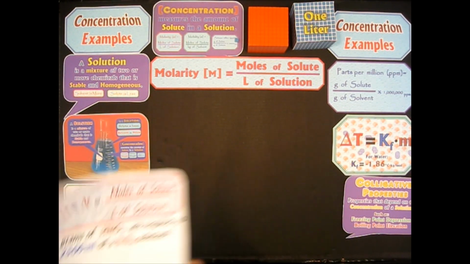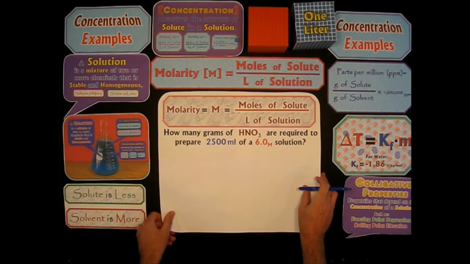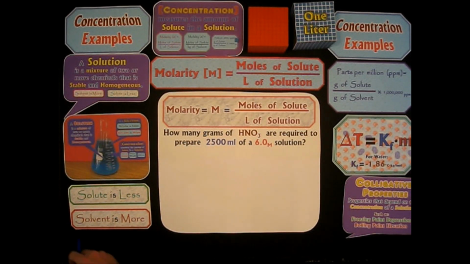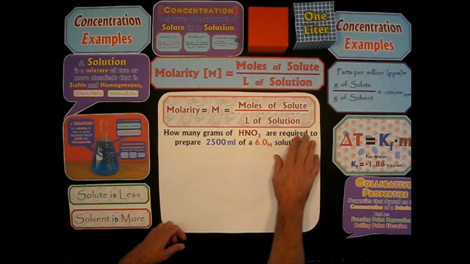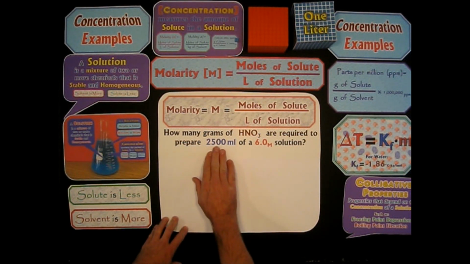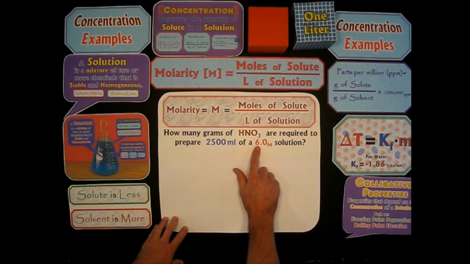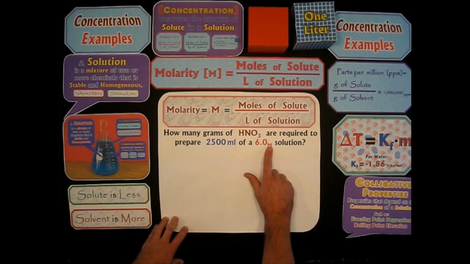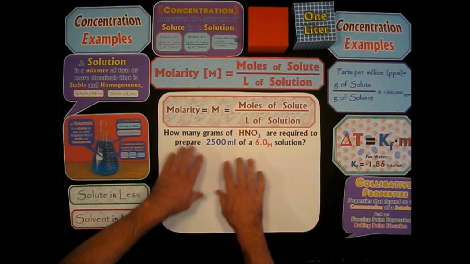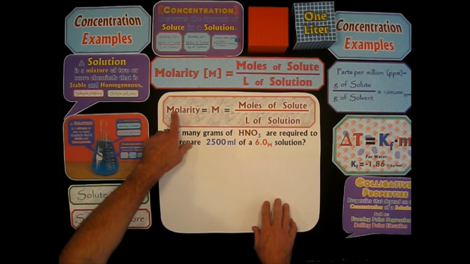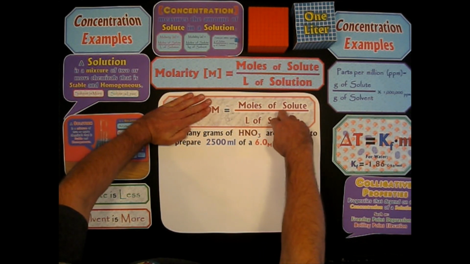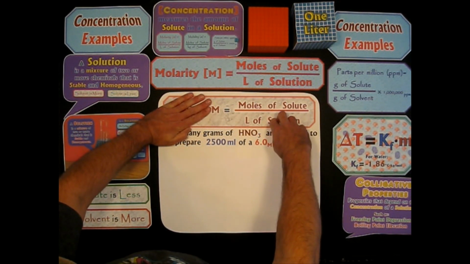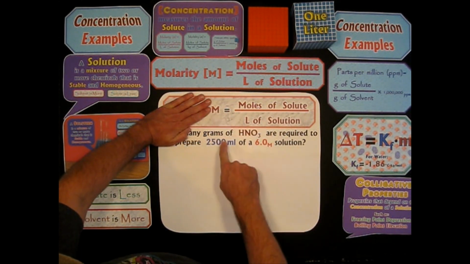The next one is another molarity problem. How many grams of HNO3 are required to prepare 2,500 milliliters of a 6.0 molar solution? So this one's a little different because remember, molarity, which is capital M, equals moles of solute over liters of solution. Here we're given the molarity and we're given the liters.